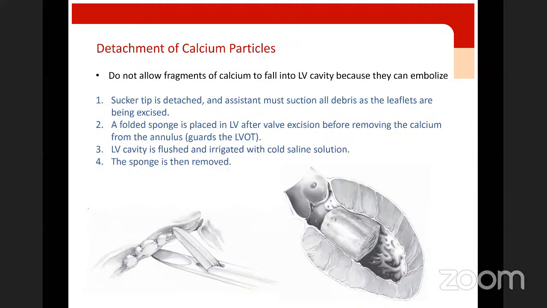But here, a folded wet sponge or wet gauze might be placed in the LV after the valve is excised and before removal of any calcium from the aortic annulus. Then calcium debris falls into the sponge instead of being lost in the LV cavity. The LV cavity afterward will be flushed and irrigated well, and the sponge is then removed at last.